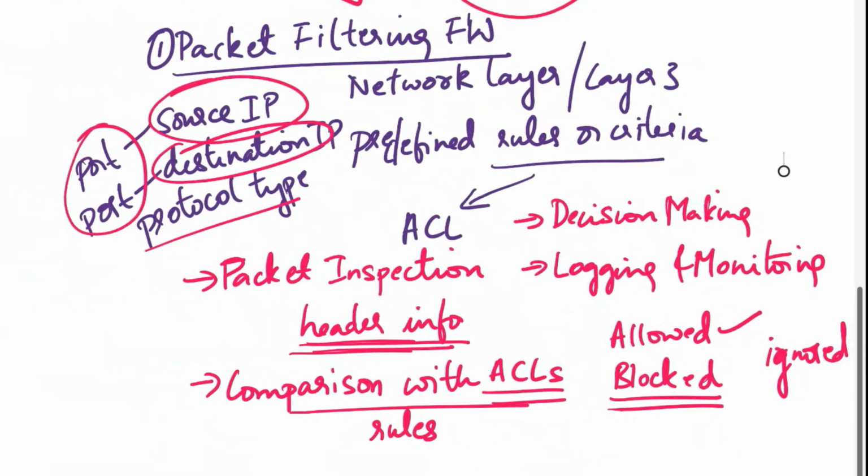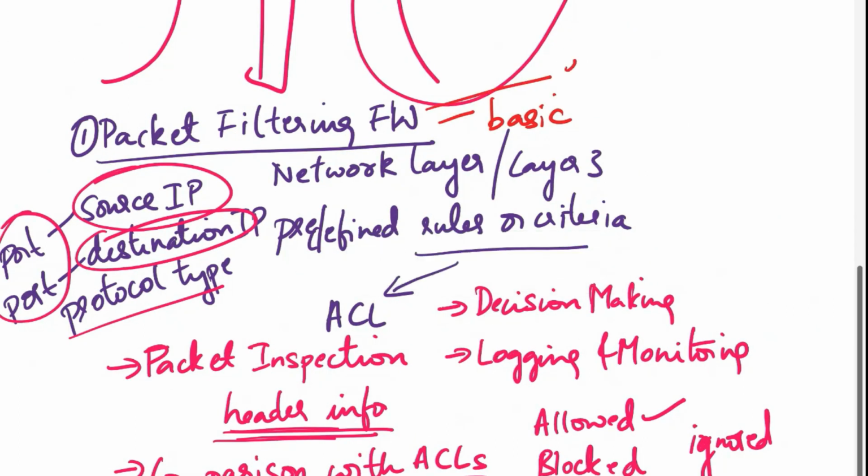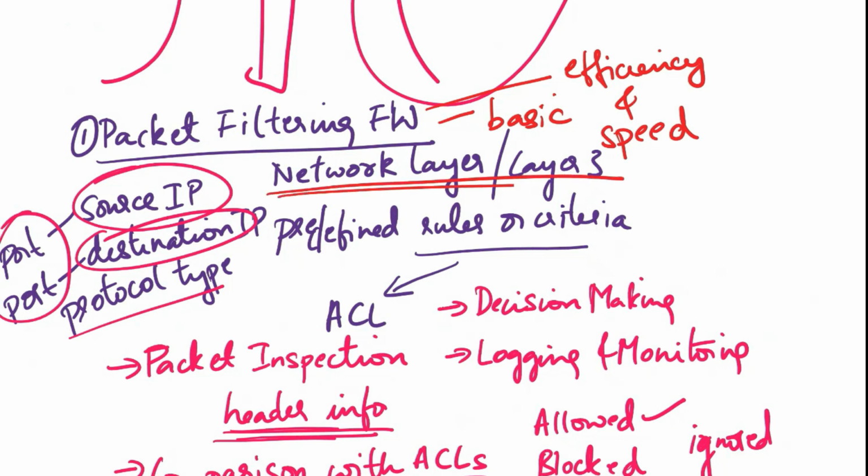Something that you should also know is that the packet filtering firewall is the most basic type of firewall, okay? These firewalls are known for their efficiency and speed in processing network traffic because they operate at a low level in the network stack, that is layer 3, like we said, the network layer of the OSI model. Even though it provides efficiency and speed, it has some limitations. Let's see those limitations, okay?